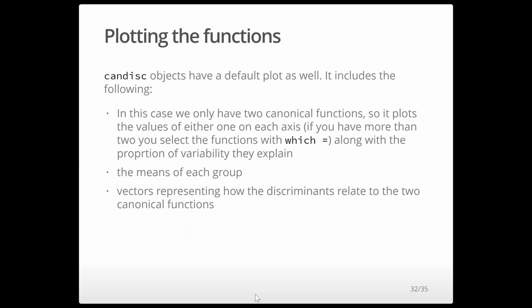So one last thing we can do is we can plot these functions and get a sense of where the data lies on the axes. So in this case, we have two canonical functions. So it's going to plot the x-axis as the first discriminant function and the y-axis the second one. If we have more than two, you can select the functions you want to plot with the which equals. And then it's also going to show you the proportion of variability explained by each function. Then it's going to place the means of each group on the plot, and it's going to show vectors representing how the discriminants are related to the canonical functions.